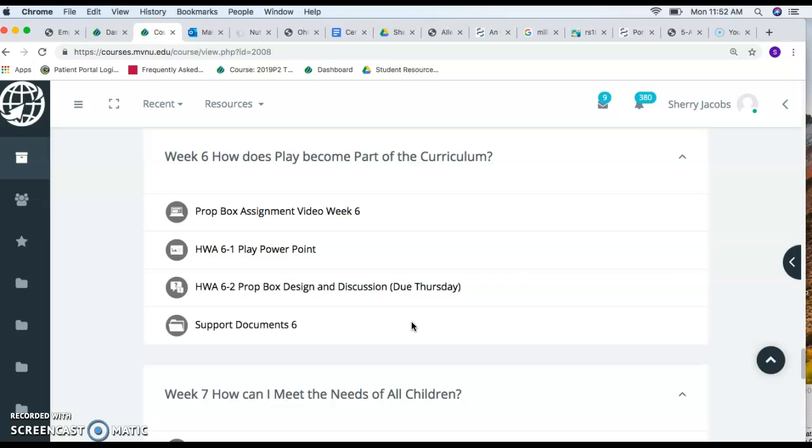So this past week, your prop box design and discussion was a little confusing. Evidently, the word discussion on here really meant design your prop box within the frame that I had given you to do. And then by the discussion, it was the questions that you needed to include in there to answer, such as the play value, the research, the APA, and all of that. That was the discussion portion. Some people thought that meant you needed to respond to each other.